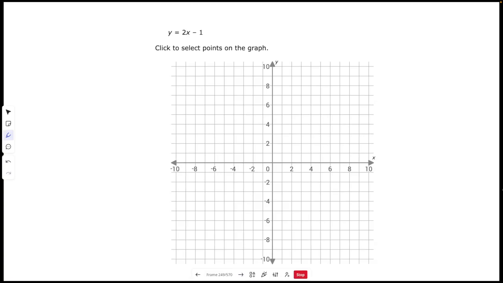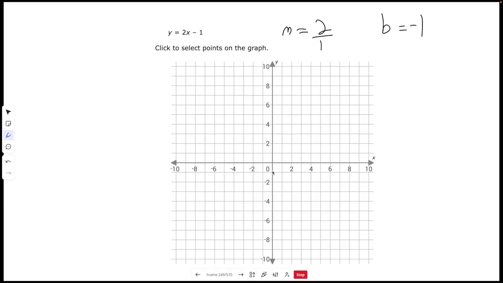Now for this problem, you'll notice that the slope is not a fraction. But maybe we remember that if you see just a regular number, you can always write it over 1. And so now it's a nice, easy fraction.